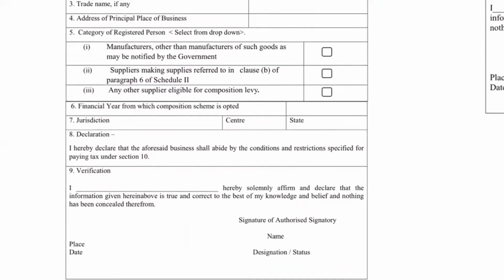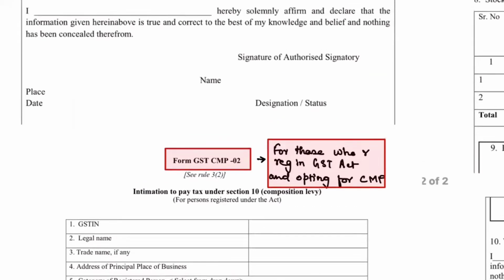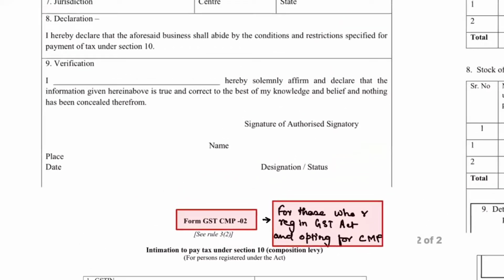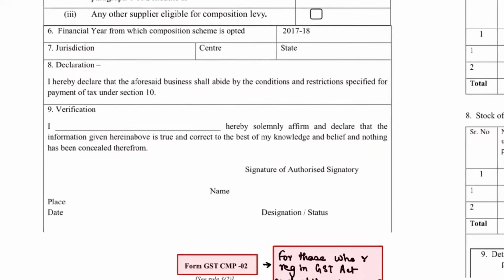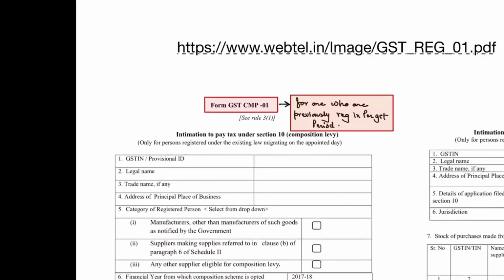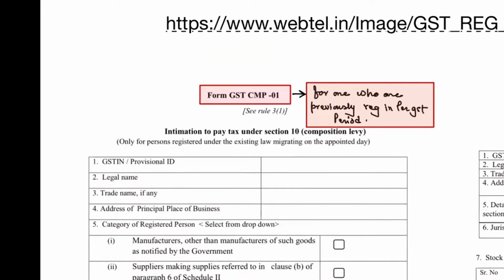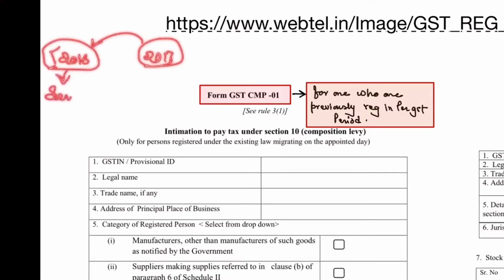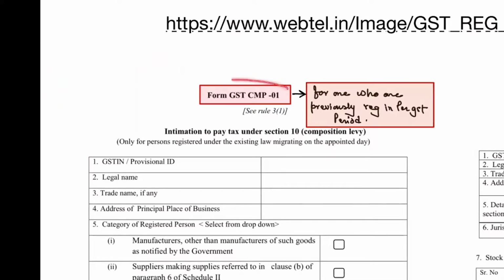Correct. And now one more form is there for getting registered under this act, but this is not yet valid, meaning no one will opt for this. See, we know that GST came in 2017. But previous to 2017, say for example 2016 or anything before that, there must have been some persons who have been registered under service tax, VAT, and everything. So for them to get transferred into this act as well as to composition scheme, they have to file form GST CMP 01. Correct. This is for those who were previously registered in the pre-GST period.